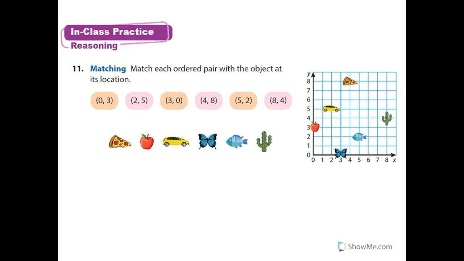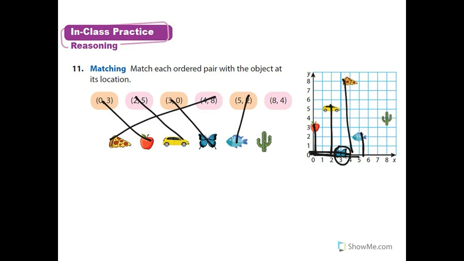Over 0 and up 3 would be the apple. Over 2 and up 5 would be the car. Over 3 and up 0 would be the butterfly. Over 4 and up 8 would be the pizza. Over 5 and up 2 would be the fish. Over 8 and up 4 would be the cactus. Hopefully I gave out a lot of Jolly Ranchers on that one.